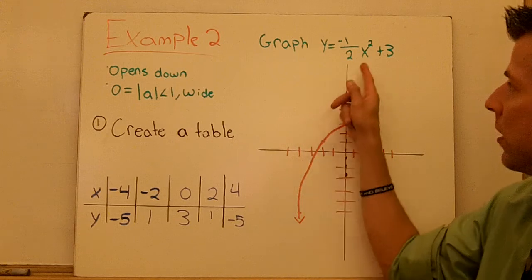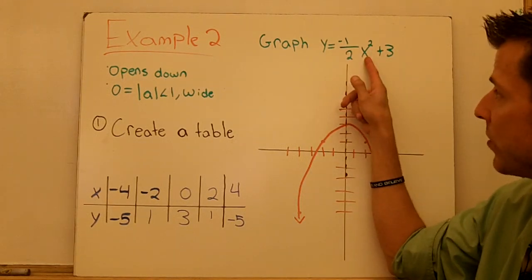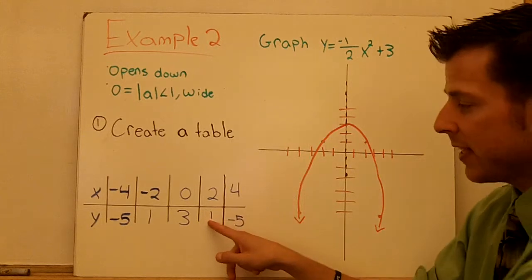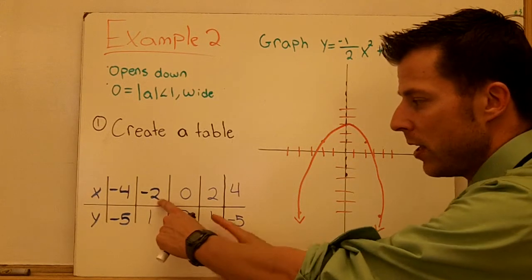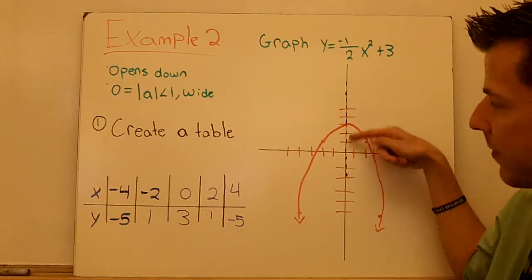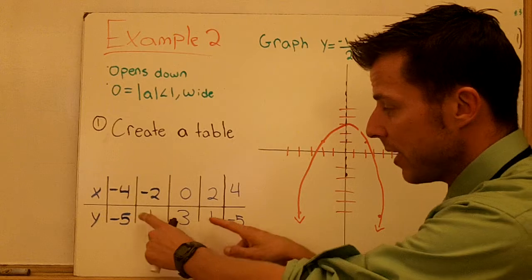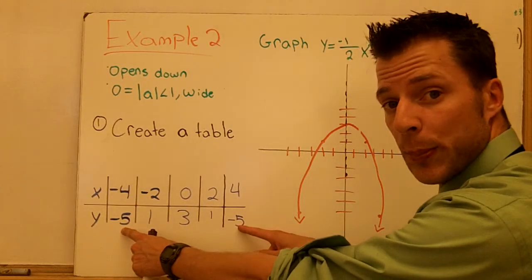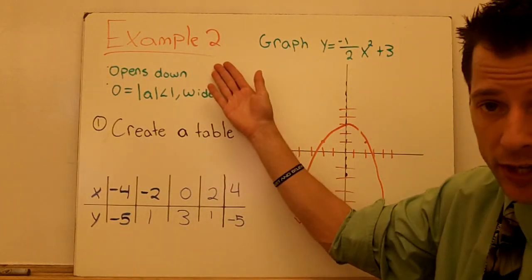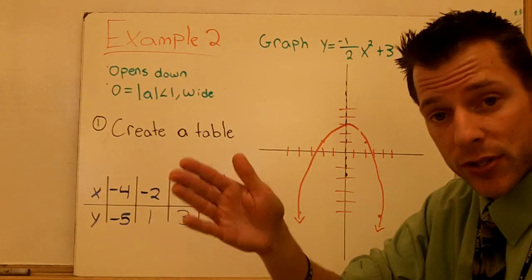You plug 2 in, 2 squared is 4. -1/2 of 4 is -2, plus 3 is 1. And that's the same thing here for -2. These numbers are both the same distance from 0, which is where that axis of symmetry should be. So their outputs should be the same, and the same thing for 4 and negative 4. Because there's no b value, the axis of symmetry is 0, the line x equals 0.